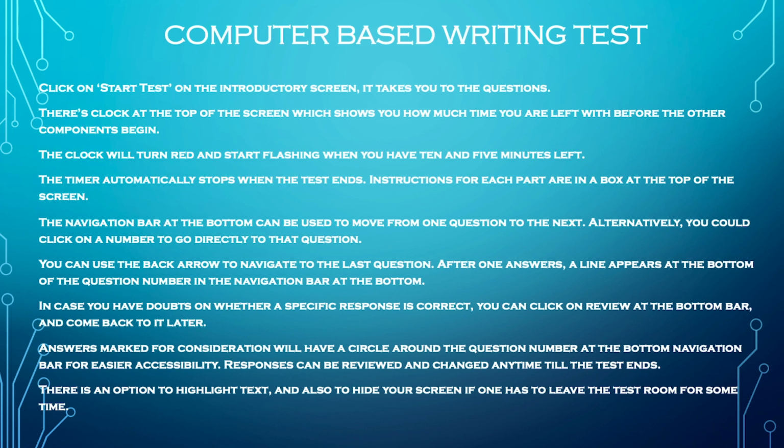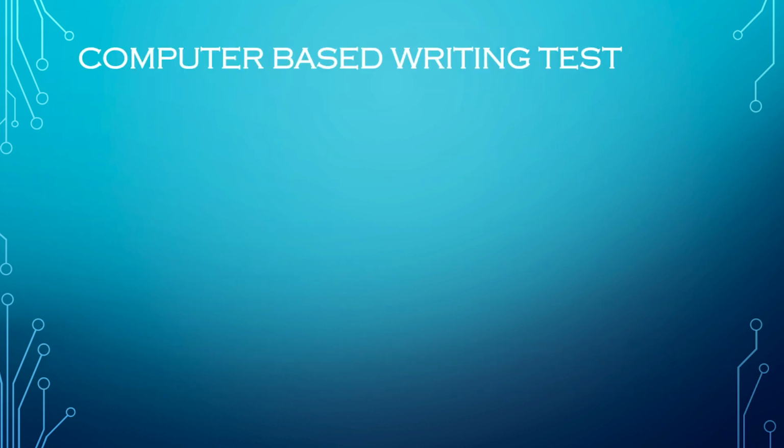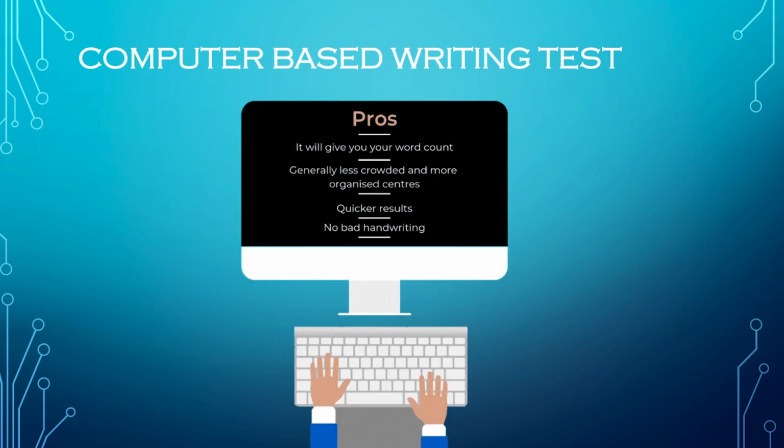Instructions will be given in a box at the top of the screen, and in case you have doubts on whether a specific response is correct, you can click on Review at the bottom bar and come back to it later. Answers marked for consideration will have a circle around the question number at the bottom navigation bar for easier accessibility. Responses can be reviewed and changed anytime till the test ends. There is an option to highlight text and also to hide your screen if one has to leave the test room for some time.